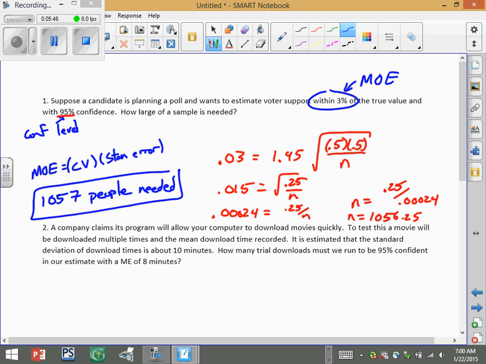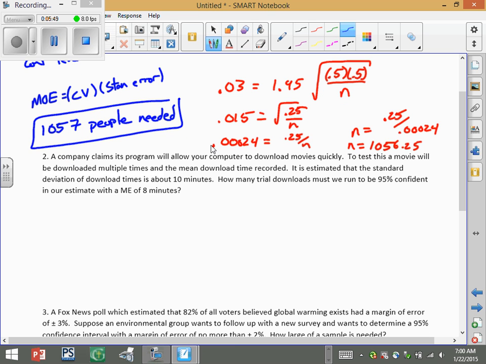Right? Company claims its program will allow your computer to download movies quickly. To test this, a movie will be downloaded multiple times and the mean download time recorded. It is estimated that the standard deviation of download times is about 10 minutes. So how many trials must we run to be 95% confident our estimate is within a, and then this doesn't have the O, but there's margin of error, that ME. Sometimes you'll see it abbreviated ME. So how many trials must we run to be 95% confident? So again, margin of error equals critical value times standard error, or standard deviation, if you will, once we do all the fun stuff to it.